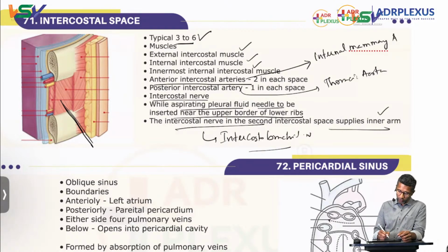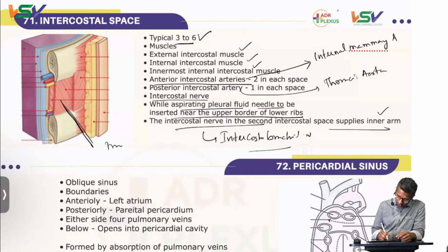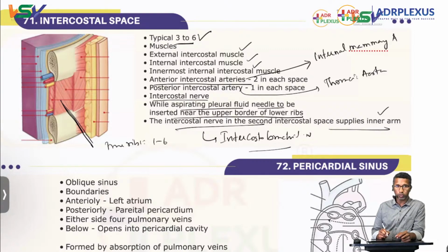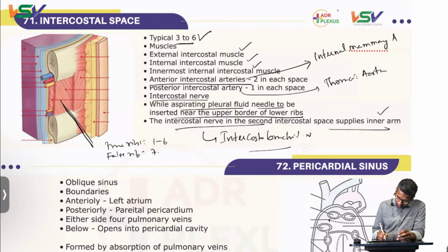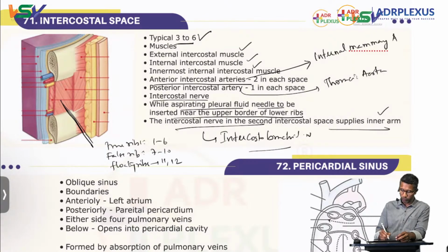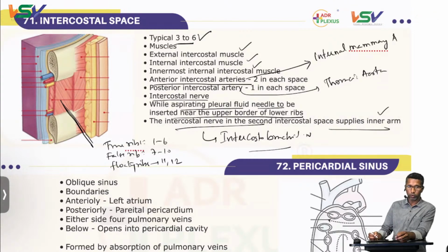So we have the typical intercostal spaces here. Now I will tell you the true ribs here. The true ribs are ribs 1 to 6. The false ribs are the 7th to 10th ribs, and the floating ribs are the 11th and 12th ribs. So: true ribs, false ribs, and floating ribs.